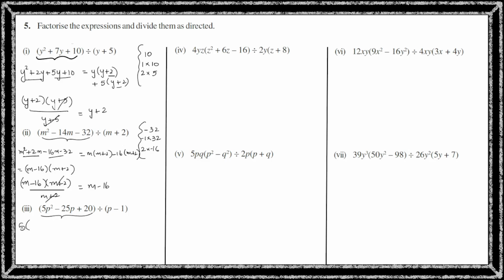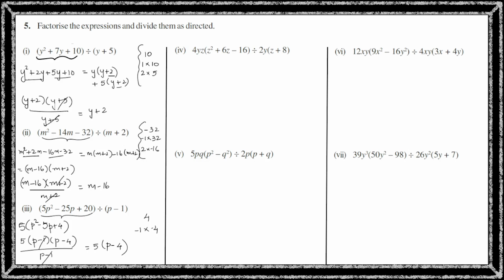I'll take it outside so that I'll have clarity of how to find p square minus 5p plus 4, right? So 4 can be written as 1 into 4, plus 5 won't help. I want minus 5. So I'll write it as minus 1 into minus 4. So here I'm going to write the factorization directly. P minus 1 into P minus 4. That's my factorization, right? Divided by P minus 1. This gets cancelled and my answer is 5 times of P minus 4. So that's the answer.